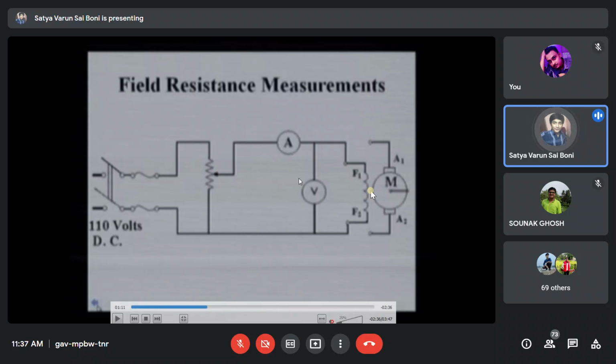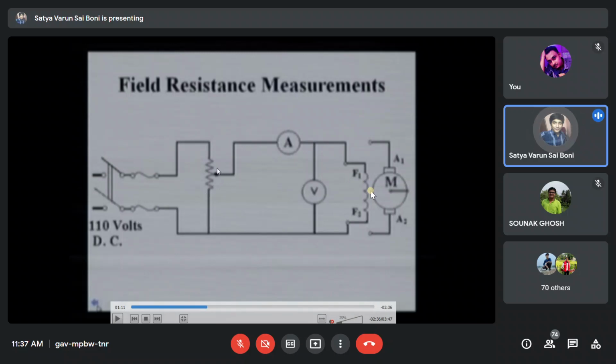Coming to here, we have an ammeter and a voltmeter, with the voltmeter connected across the field winding. There is an ammeter connected to the field winding through a variac. You can see a variac. It is a rheostat; you can call it a rheostat or a variac. We are applying 110 volts DC, which is available in our lab, and using this variac we apply different voltages. Normally in field winding, the voltages come into the picture because to excite the field winding you should give voltage. You should remember that point.